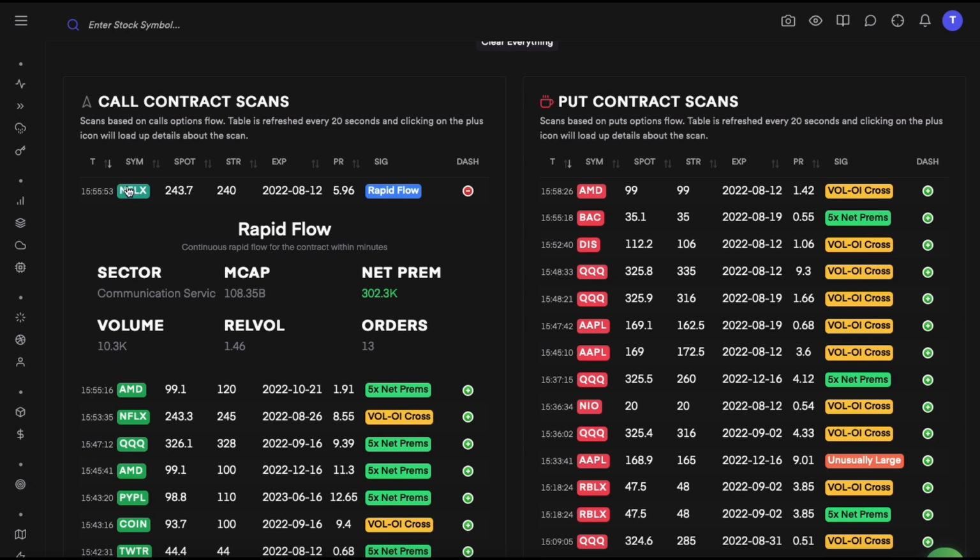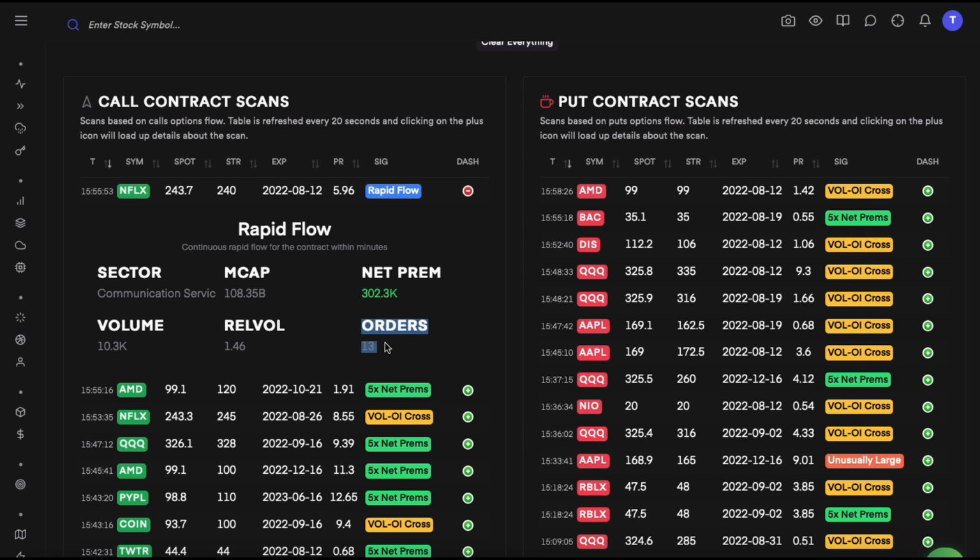We have some more information about Netflix: the sector, the market cap, net premiums, and orders. So there were 13 orders that came in succession, or that came in very rapidly. The relative volume today overall is 1.46, and the volume today for all contracts for this particular strike and expiration is 10k. But orders and net premiums are really meaningful, because orders is how many times we saw flow or flow trade for this contract, and net premiums is the most useful one, which is the sum of the bought positions for this contract and the sold positions.